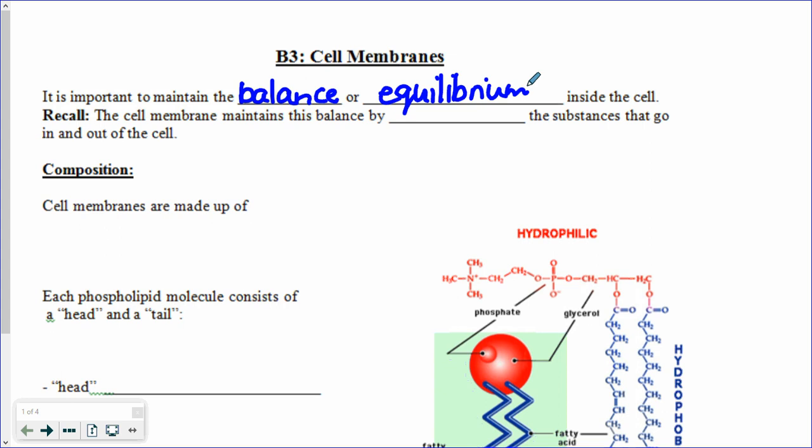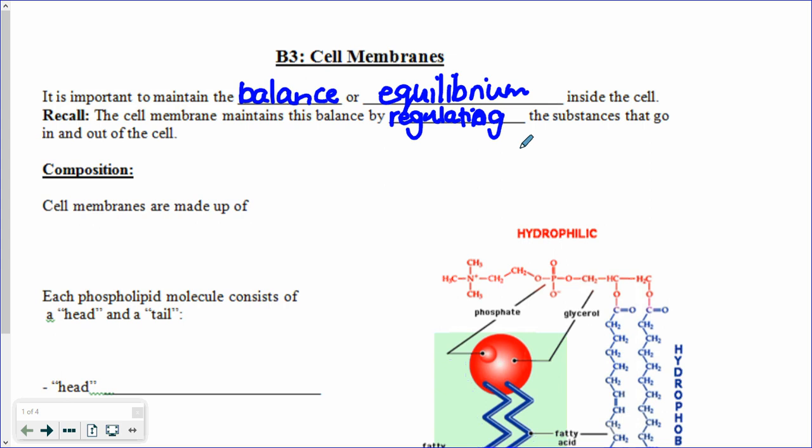So it says, recall the cell membrane maintains this balance by regulating the substances that go in and out. So regulating what goes into or out of a cell. So not everything can get into and out of a cell. It's kind of like a bouncer at a club or something. Not that you guys go to clubs, but it's the doorman at something that's saying you can go in, you cannot go in.